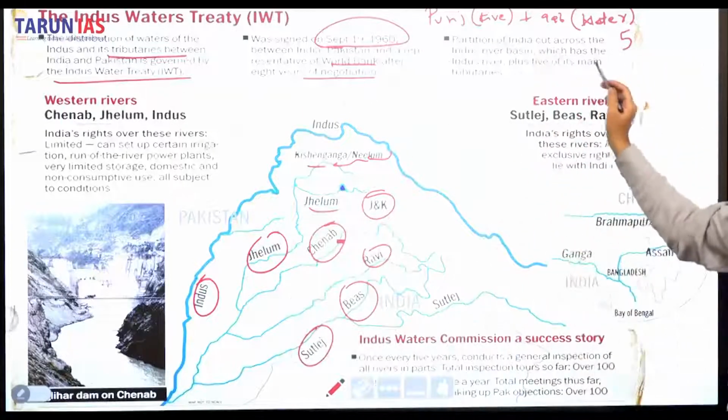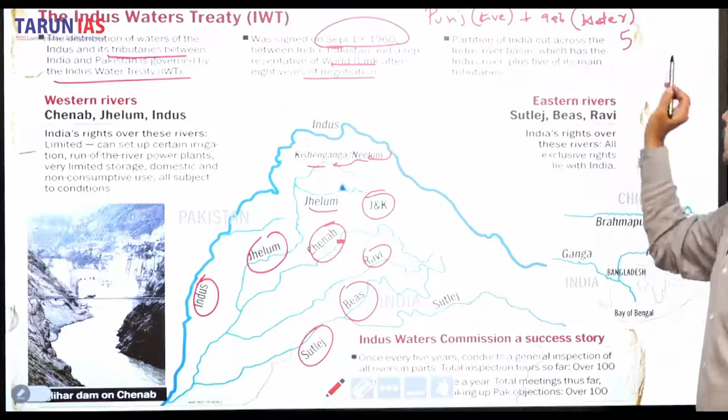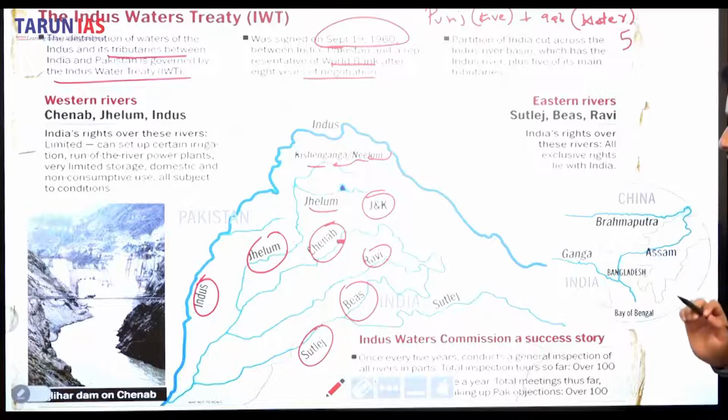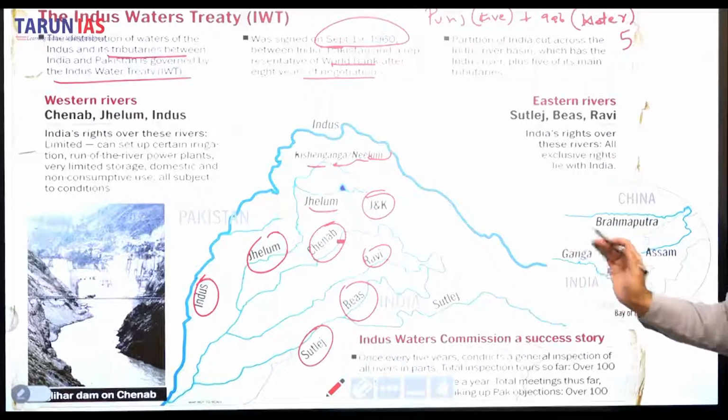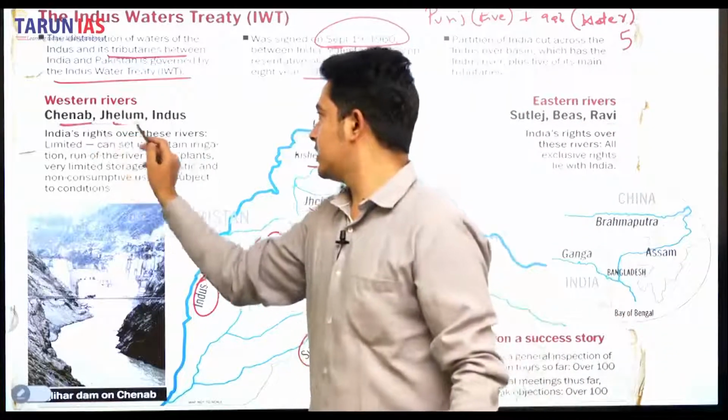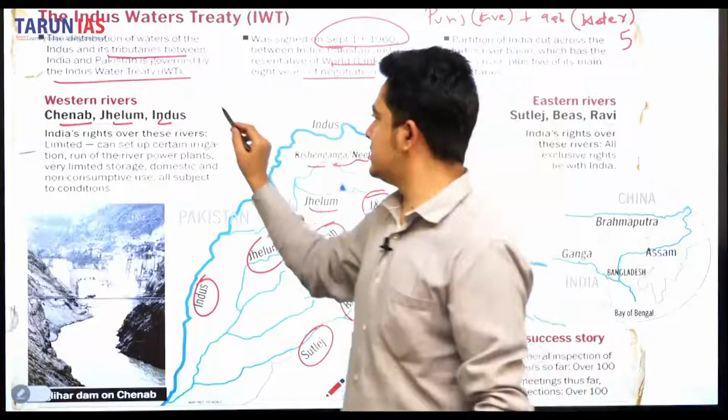The Partition of India cut across the Indus River basin, which has the Indus River plus 5 of its main tributaries. Among the western rivers, India got these rivers, Chenab, Jhelum and Indus. So we can say CJI.